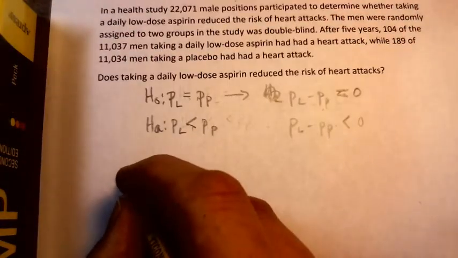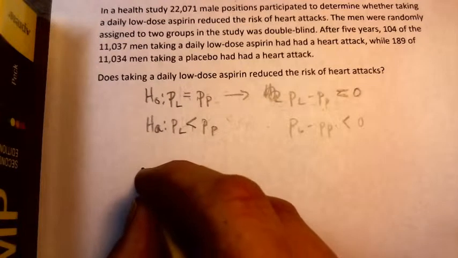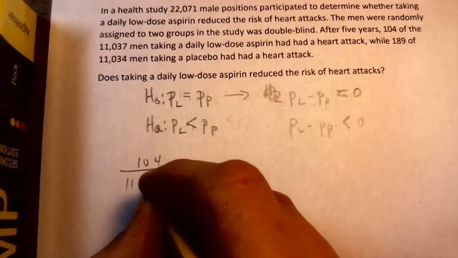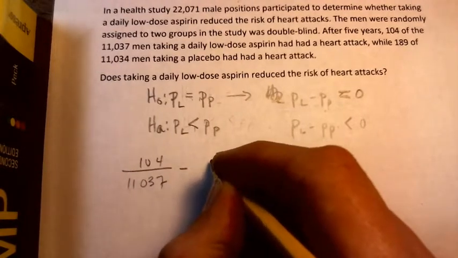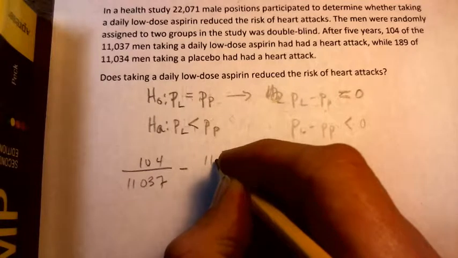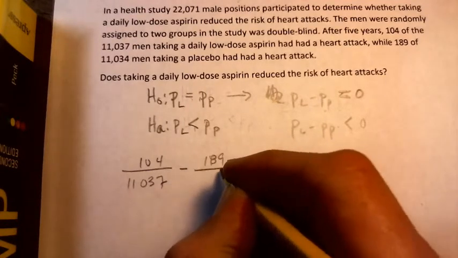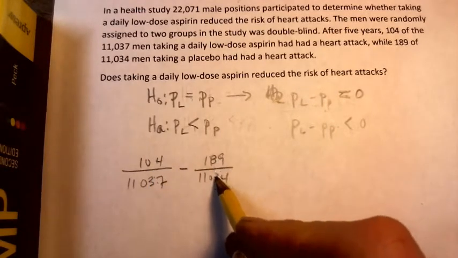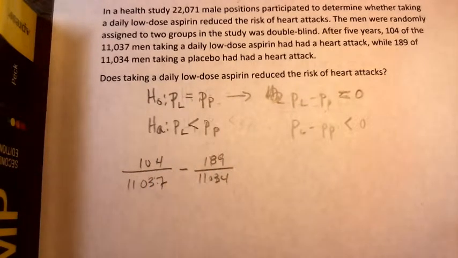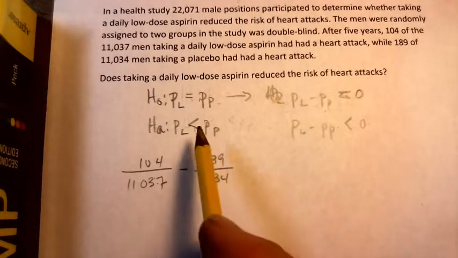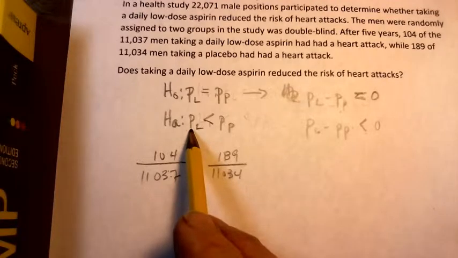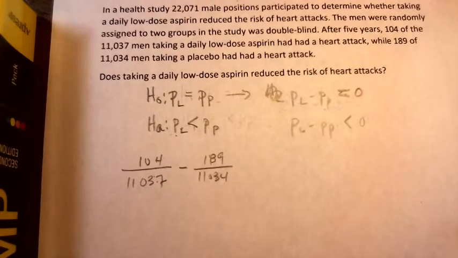Well, we have a p hat minus a p hat. So let's look at our p hats. First one is 104 over 11,037. The other one is 189 divided by 11,034. This proportion is a little bit less than this proportion. Is that difference enough to prove that this is true? That the proportion of people who have heart attacks that take a low dose of aspirin will actually be less than the proportion of people who have heart attacks that don't? Well, let's check it out.